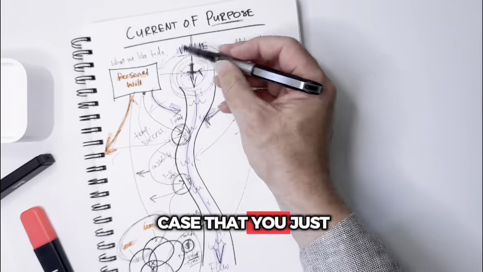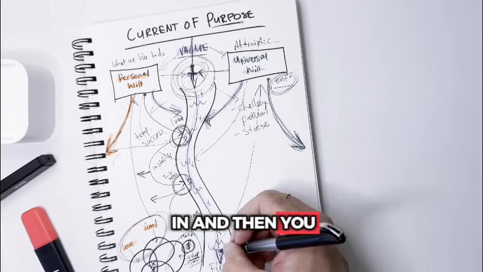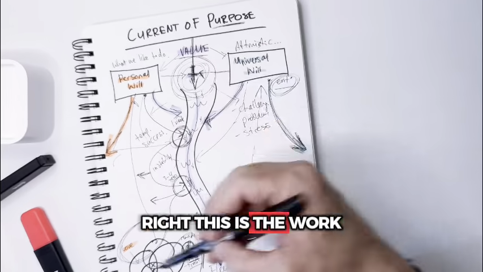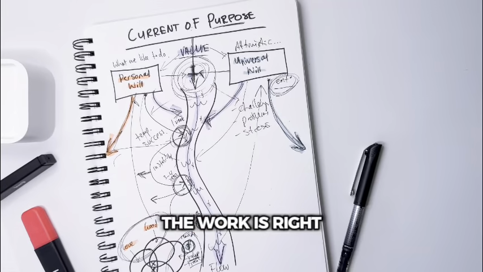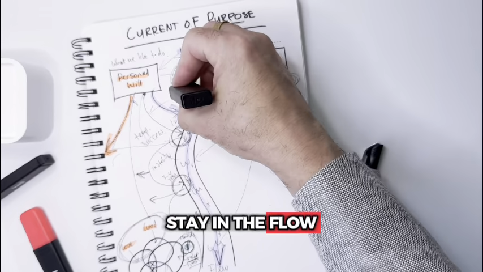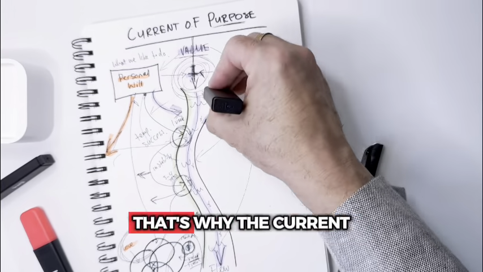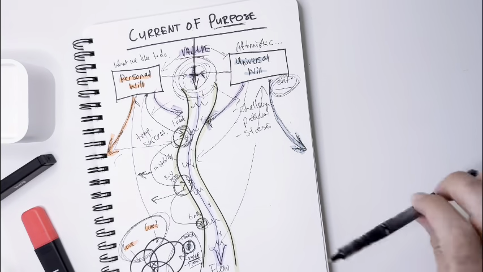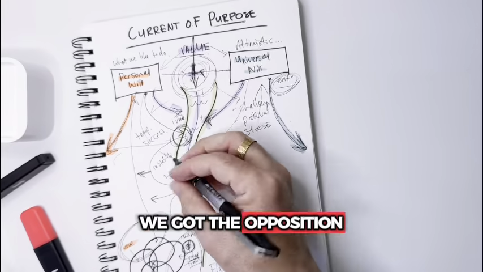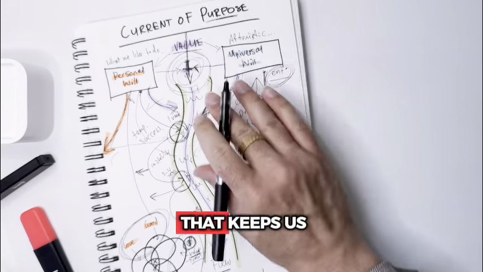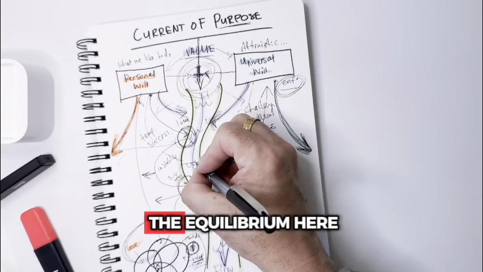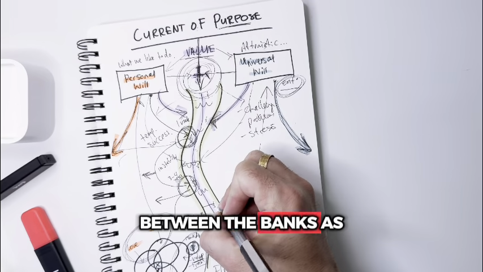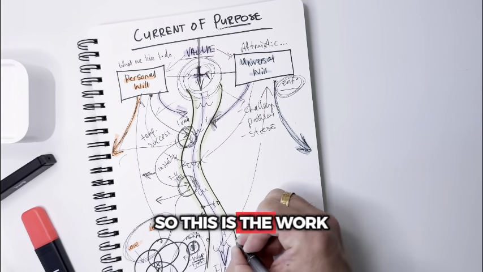So it's not a case that you just do this once and you lock it in and then you stay in it forever, right? This is the work. The work is, right, stay in the flow. And that's why the river moves. That's why the current moves. There's that opposition, right? We've got the two banks. We've got the opposition in the banks, and that keeps us. We need to keep the equilibrium here between the banks as well, right? So this is the work.